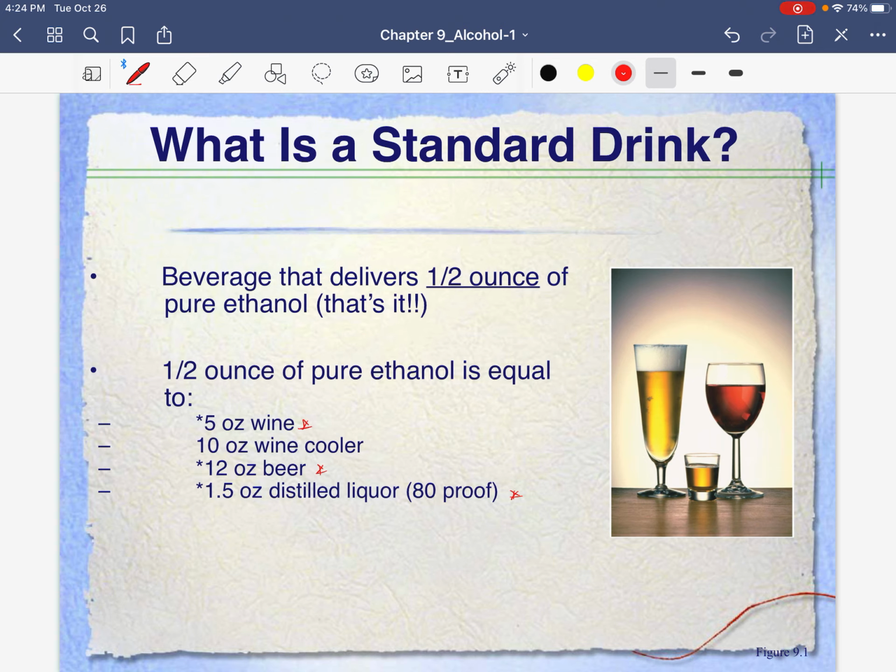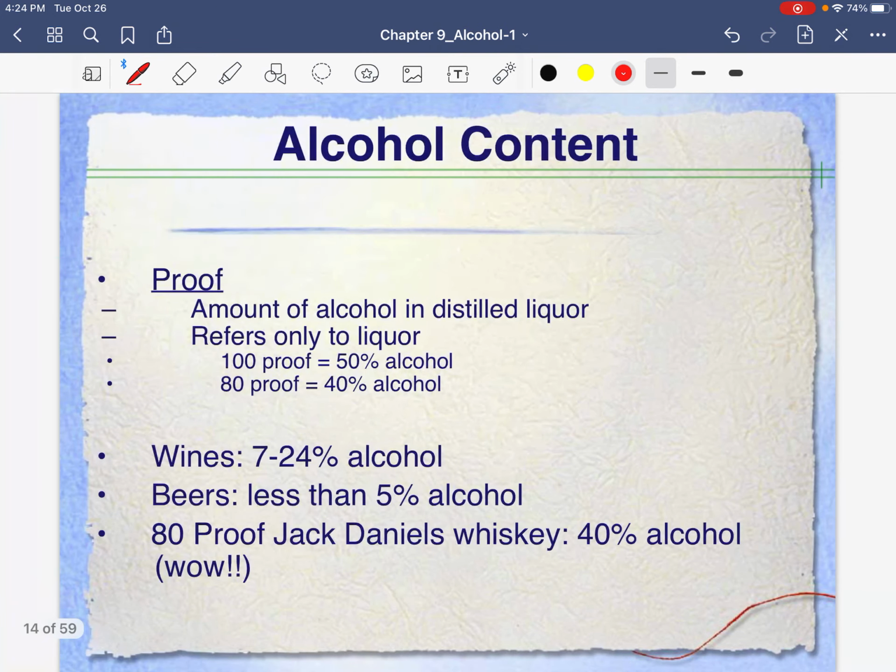In total, this adds up to being about a 1/2 ounce of pure ethanol. We need more beer to get to that 1/2 ounce because the beer is more dilute in its alcohol content. We don't need as much wine, and we certainly don't need as much hard liquor because the ethanol is much more concentrated. So 1 serving size of ethanol, pure alcohol, is a 1/2 ounce. In the drinks that we typically get, it would be these.